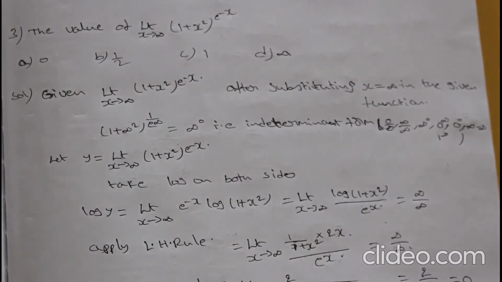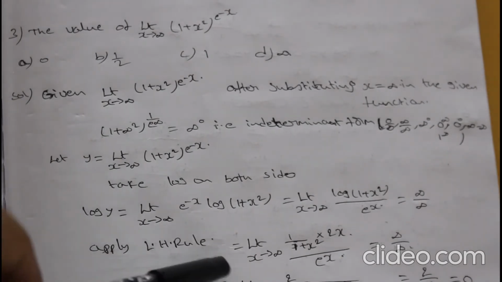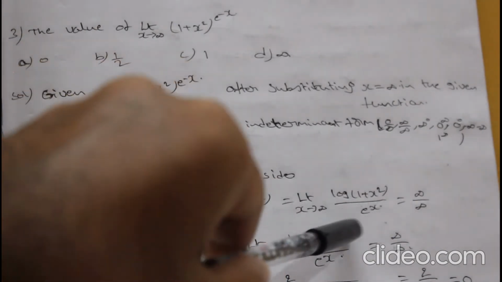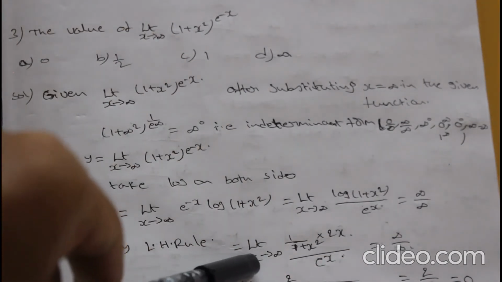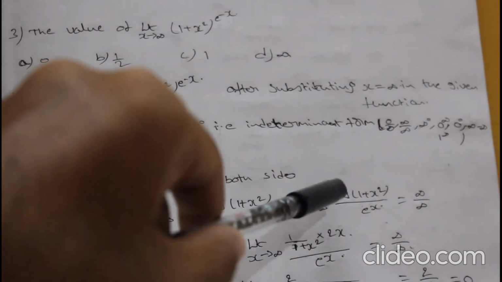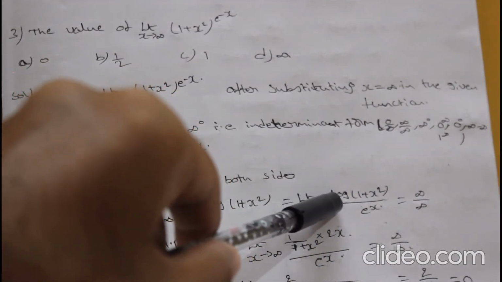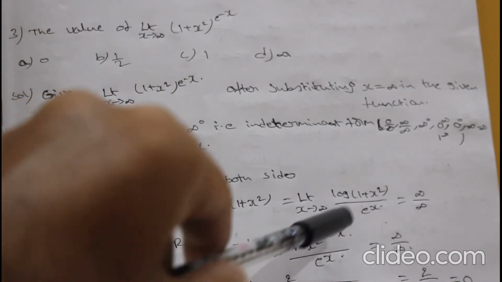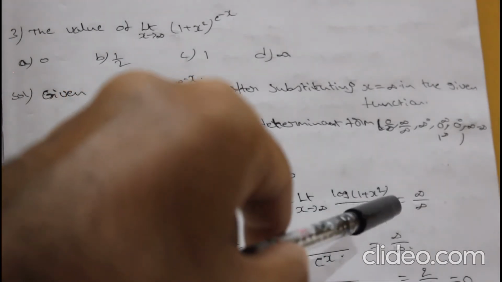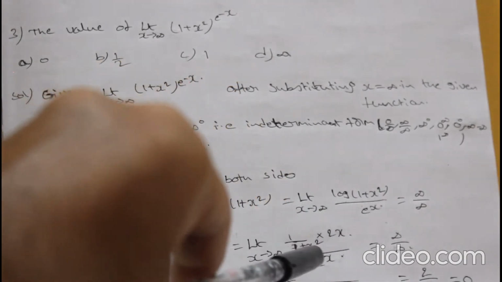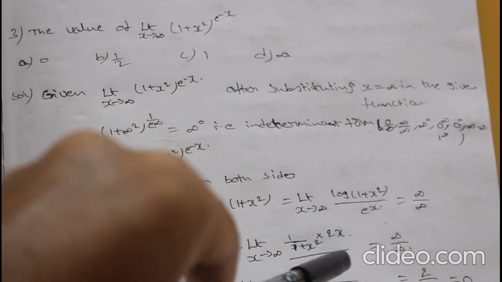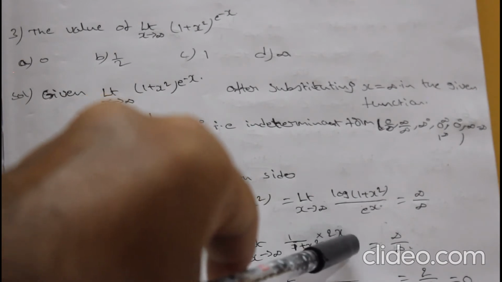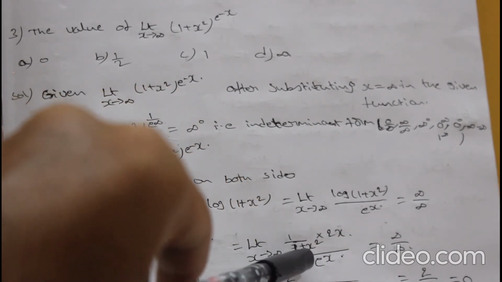Okay, now apply the L'Hospital rule, because we got the form f of x by g of x. Now we can differentiate numerator and denominator. So apply the L'Hospital rule. Limit x tends to infinity, d by dx of log of 1 plus x square is nothing but 1 by 1 plus x square, and d by dx of 1 plus x square is nothing but 2x. Okay, 2x by 1 plus x square, and d by dx of e power x is nothing but e power x.